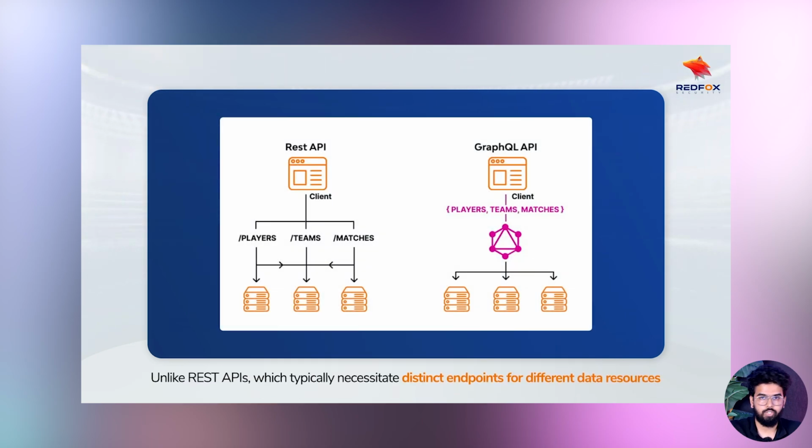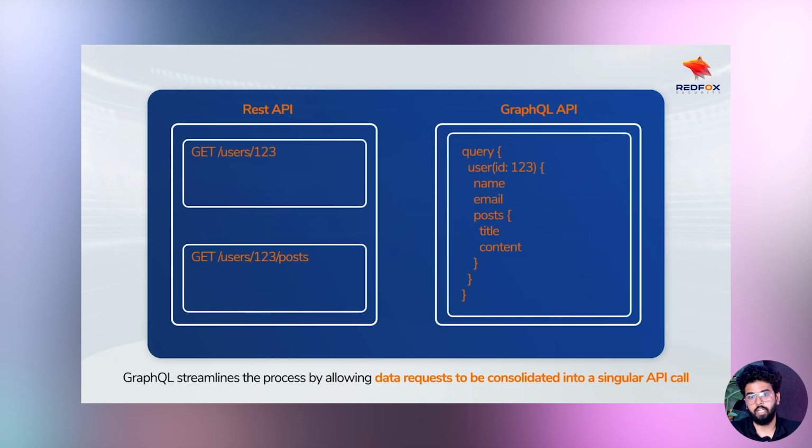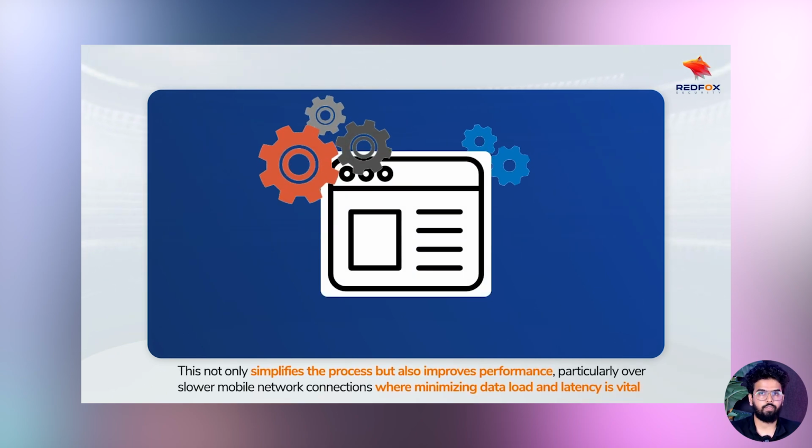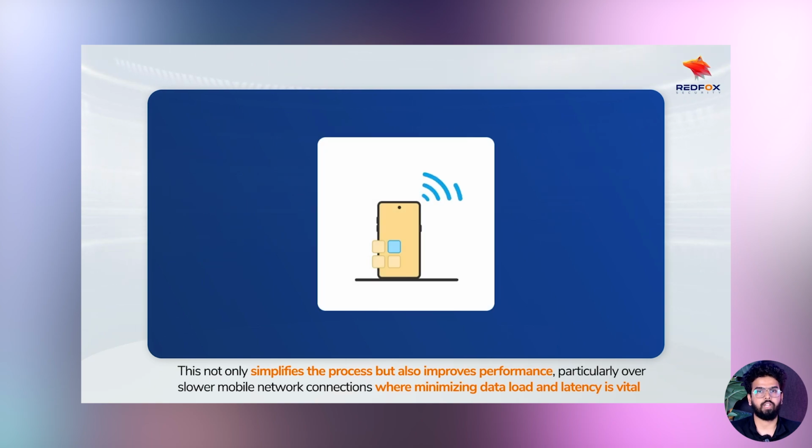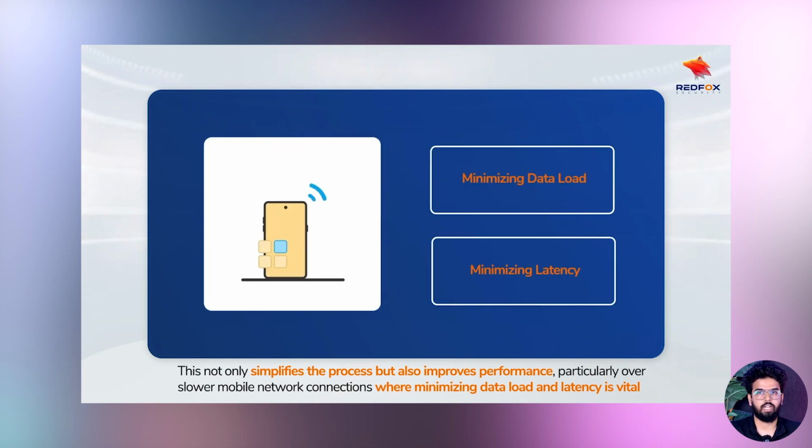Unlike REST APIs, which typically necessitate distinct endpoints for different data sources, GraphQL streamlines the process by allowing data requests to be consolidated into a singular API call. This not only simplifies the process but also improves performance, particularly over slower mobile network connections, where minimizing data load and latency is vital.